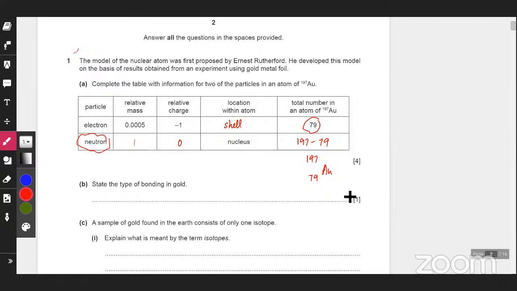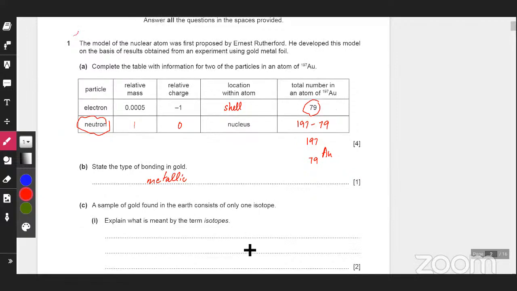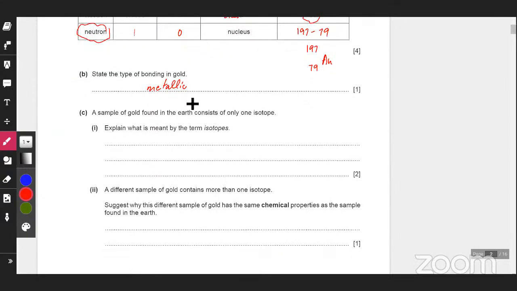State the type of bonding in gold. It's obviously a metal, so it's metallic bonding. Then it says what is meant by the term isotopes.